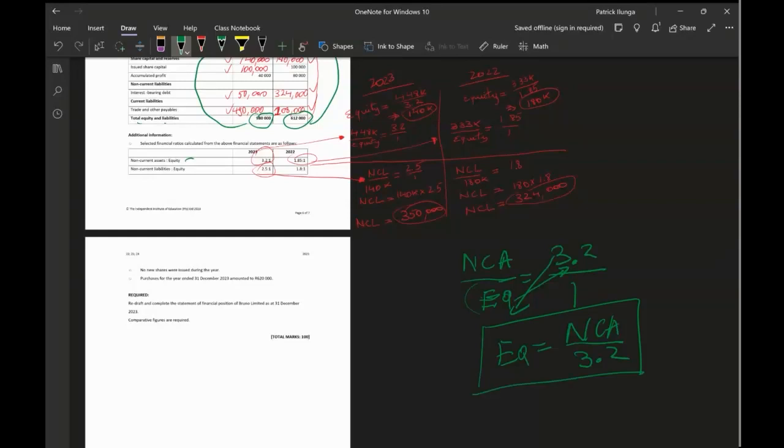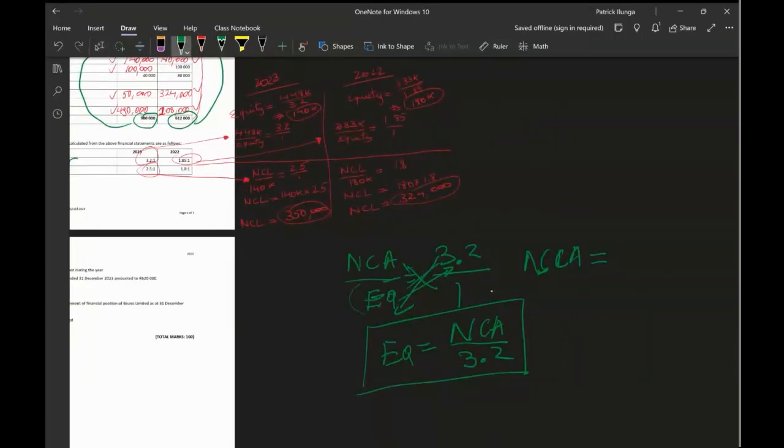Some of you didn't manage to get this. I'm very worried because this is again simple fractions. What they mean is that if you multiply like this, the non-current asset equals 3.2 times the equity. That's what they mean.